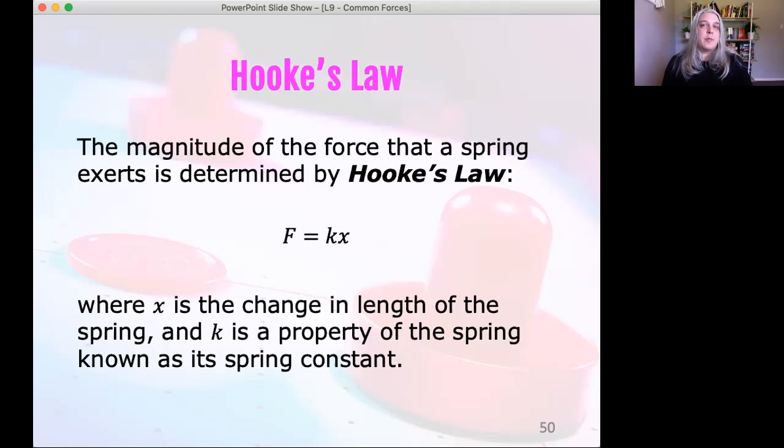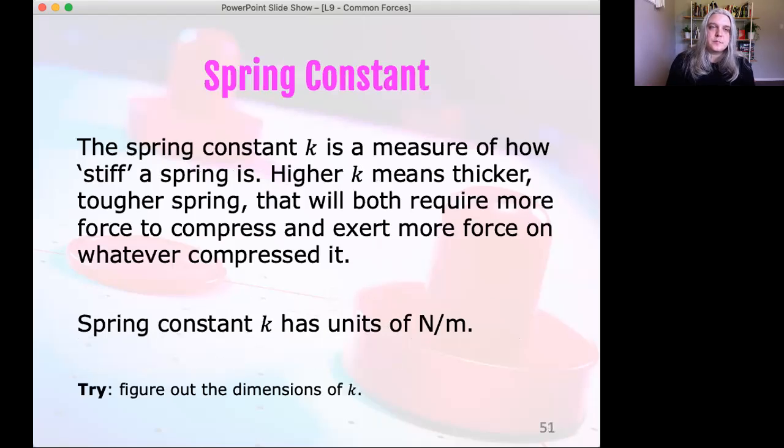Spring constants can apply to things other than actual springs, but for simplicity, we tend to just keep talking about springs. So the bigger K is, the stiffer the spring is, the thicker, tougher the spring is, and the more force you will need to make a change in displacement. The smaller K is, the weaker and thinner that spring is going to be, and the easier it is to change that length. Spring constant K has units of newtons per meter.